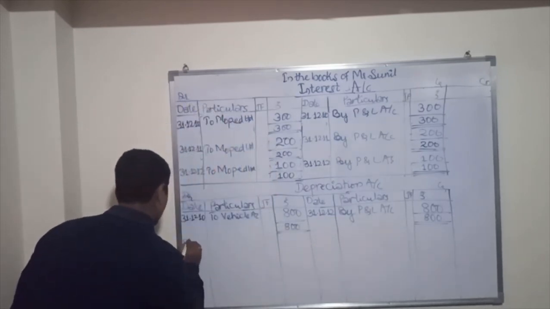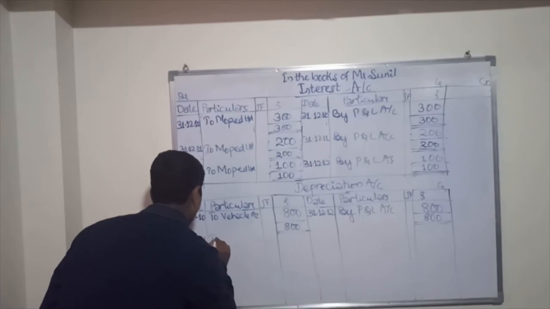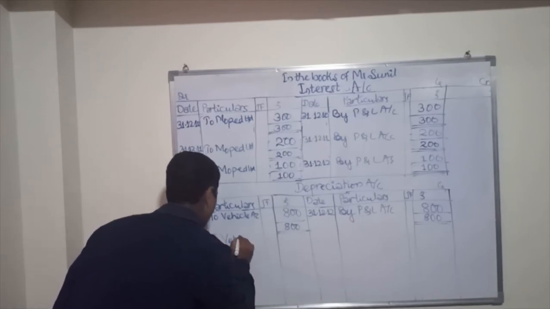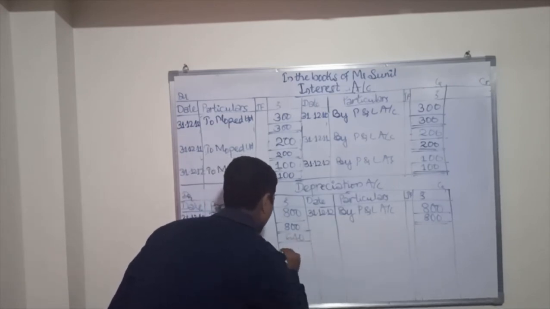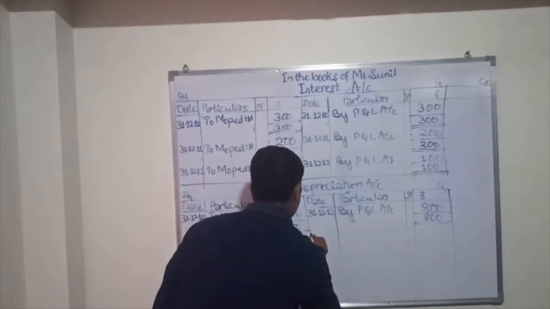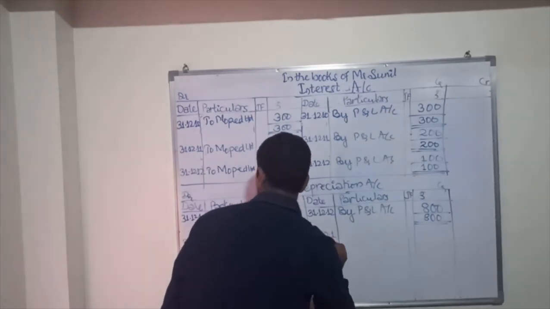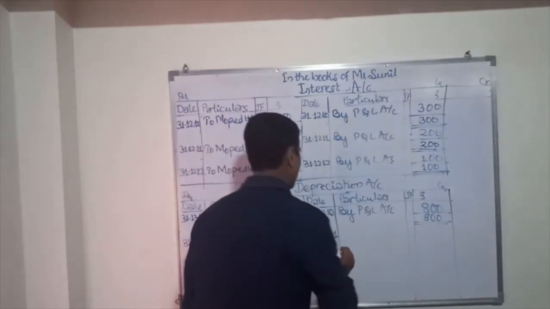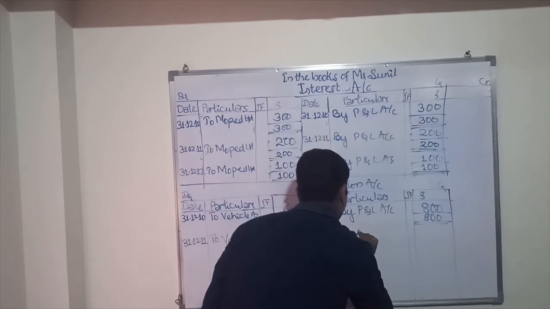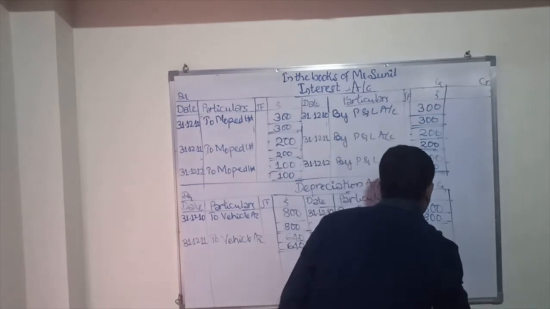When the depreciation is allowed for the second year, on 31st 12 2011, the entry will be depreciation account debit to vehicle account. So second year depreciation is 640 rupees. When this is transferred at the end of the second year, the entry will be profit and loss account debit to depreciation. So depreciation is credited by P&L account, which comes to rupees 640.